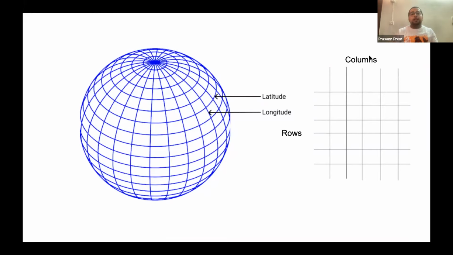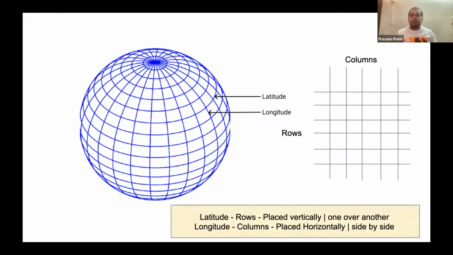So in Tableau terms, if we talk about latitudes and longitudes, the latitudes are actually the rows, sorry about that, and the columns are the longitudes. There's one more explanation I would like to mention: latitudes are rows, that's okay, but latitudes are those elements that are placed vertically.